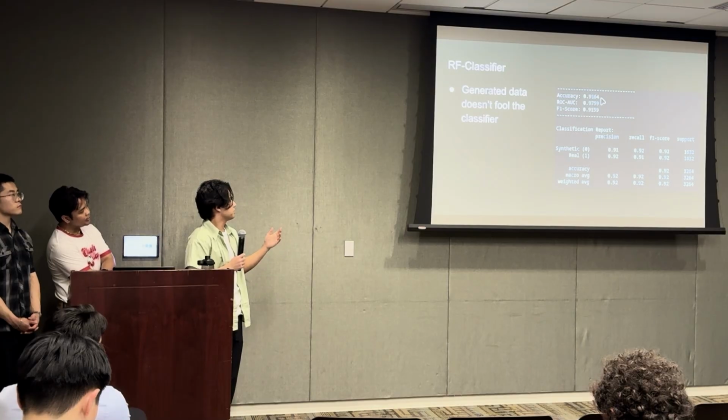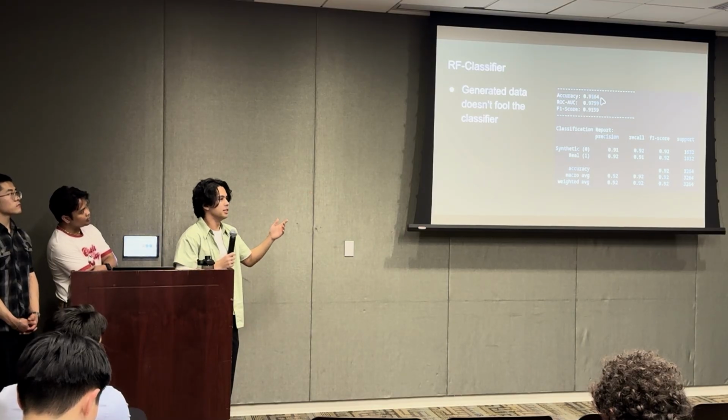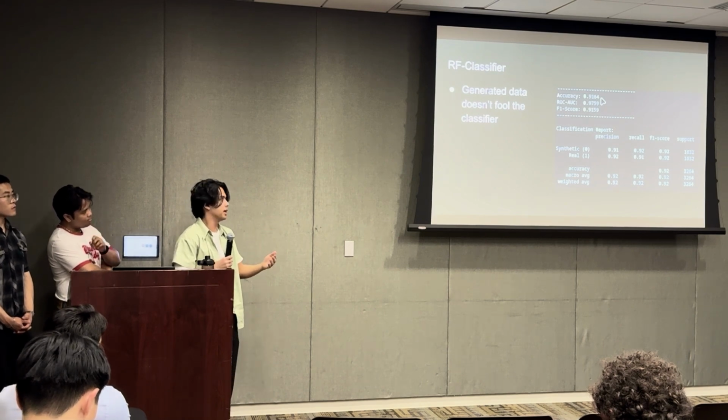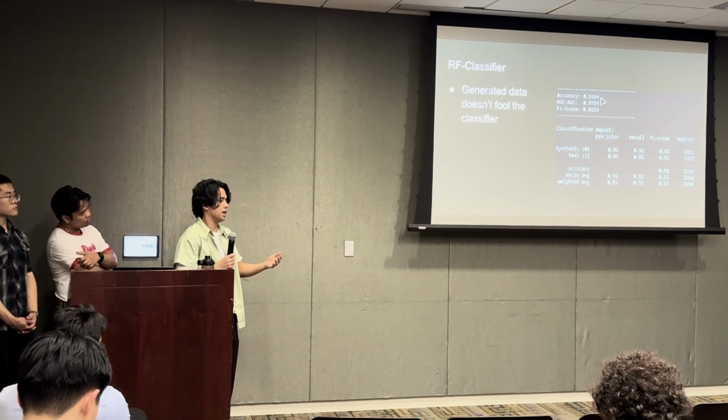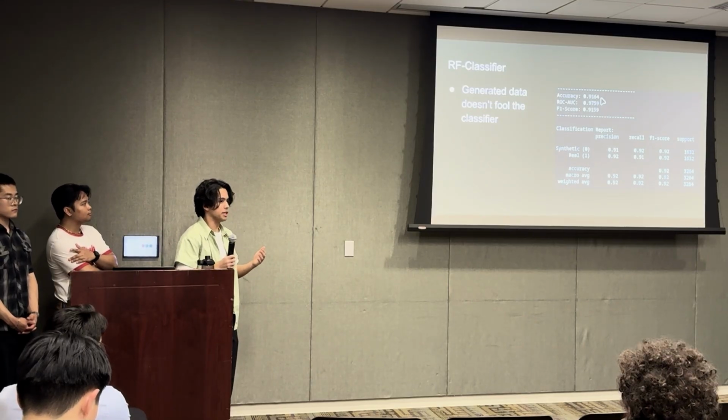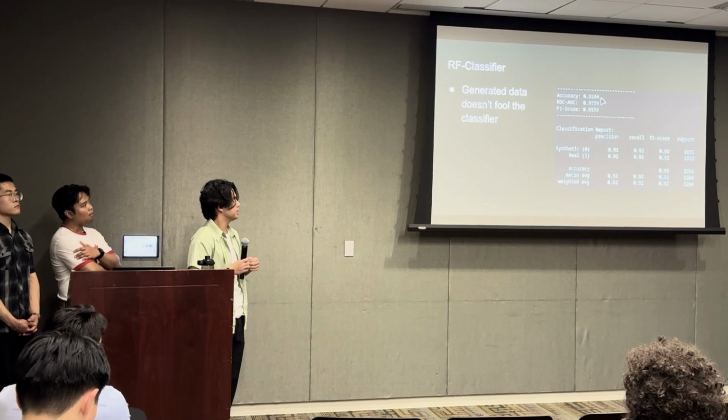Here is the RF classifier. As you can see, it's not that good. It's got a 91%, so the classifier is still able to say, I know 91% of the time that I'm correct. The classifier is able to tell that this is fake data pretty easily. So that's something that we need to work on.